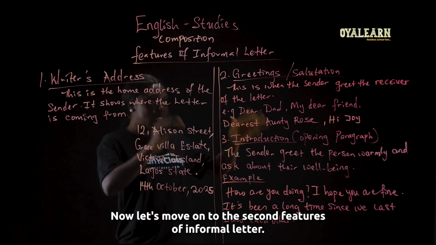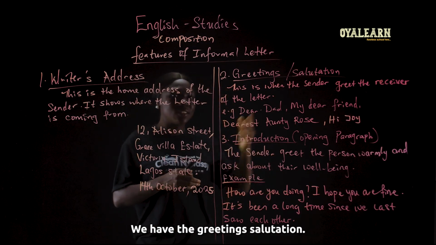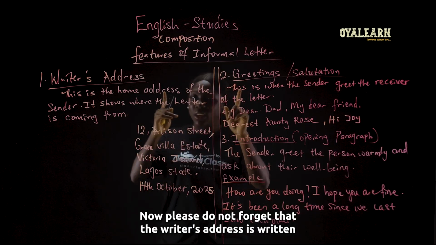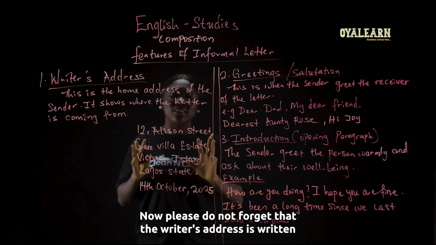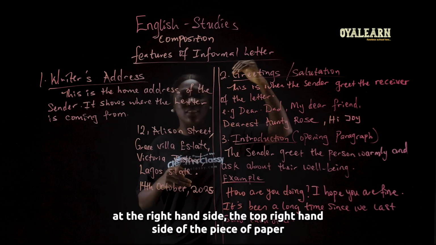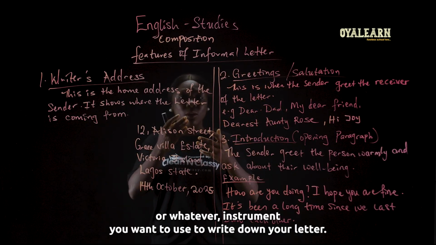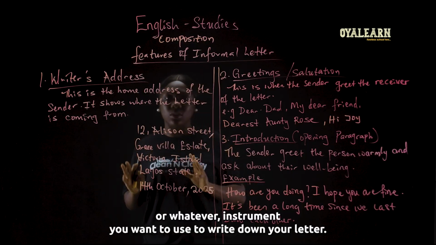Now let's move on to the second feature of informal letter. We have the greetings, salutation. Now please do not forget that the writer's address is written at the top right hand side of the piece of paper or whatever instrument you want to use to write down your letter.